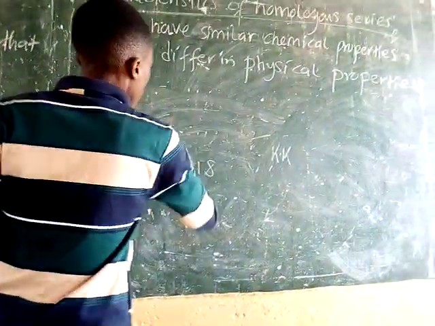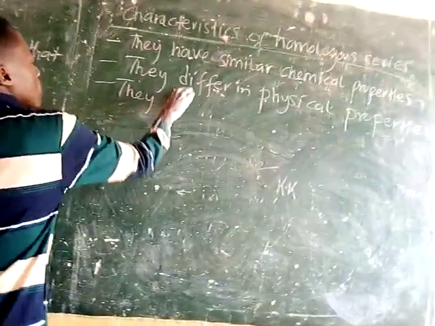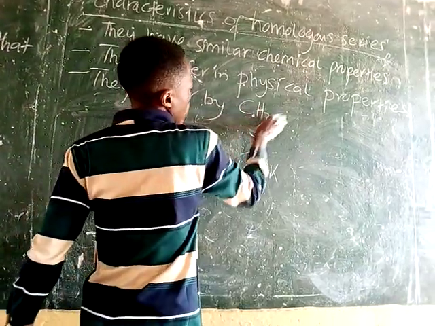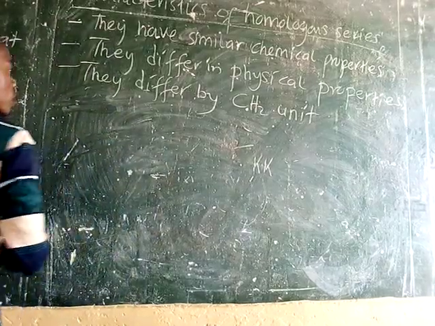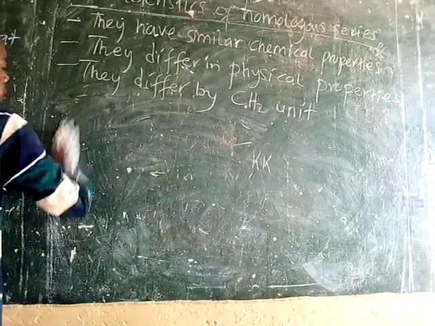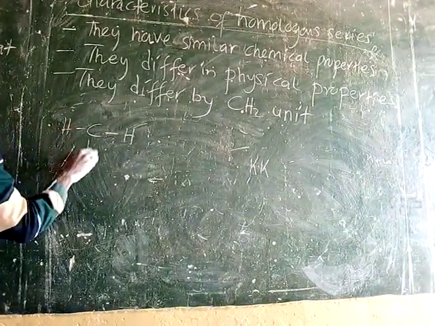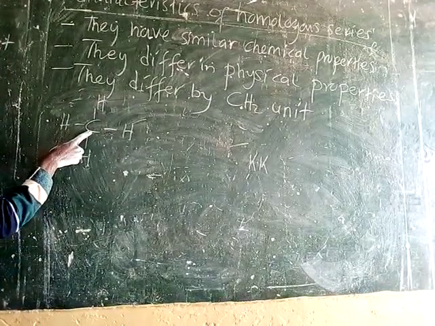Apart from that, they differ by a CH2 unit. They differ by a CH2 unit. What does it mean? For example, if the first compound is methane, this is methane. We need to make sure that each carbon atom contains 4 bonds.